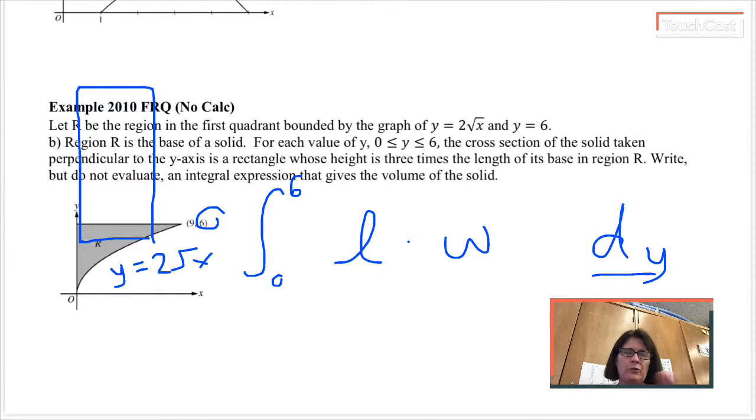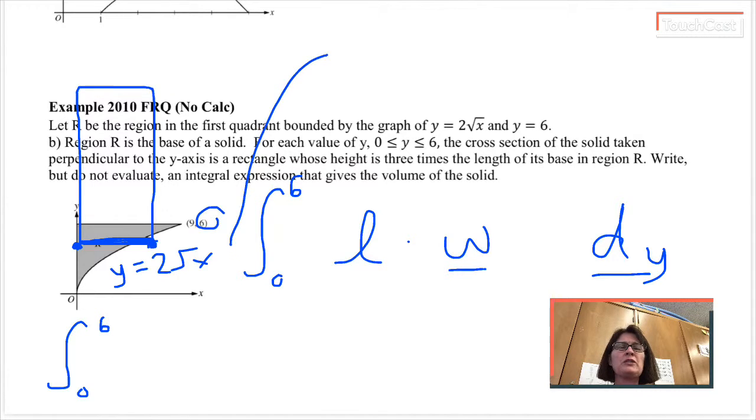So now I'm going to come down to this next line. I'm going to try to fill in what I mean by length and width in this case. So it's going to be the integral from 0 to 6. The length, let's call this part that's in R, let's call that the width. So it's the difference between x equals 0 and x equals whatever that is.